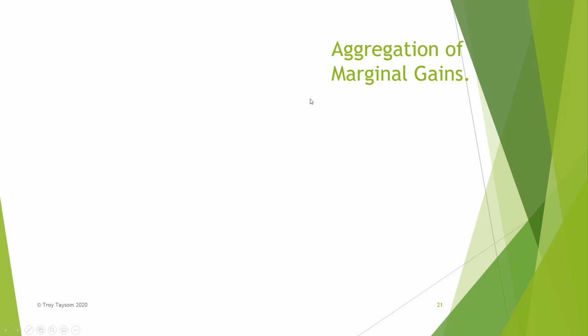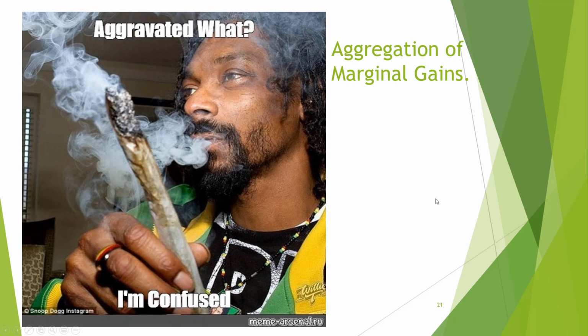This is the aggregation of marginal gains. Now everybody's probably saying, aggravated what? I'm confused. Snoop's confused, so let's help him out.